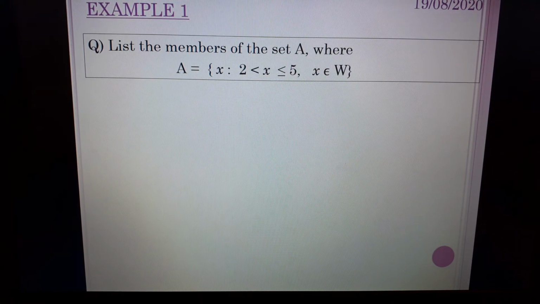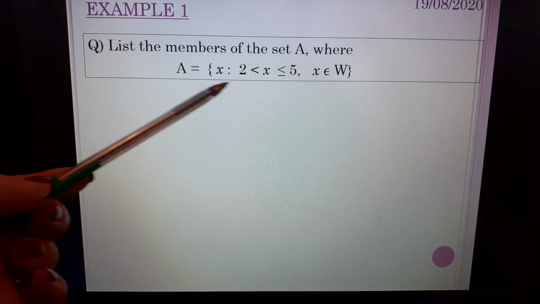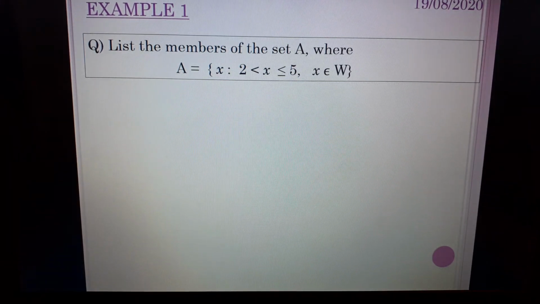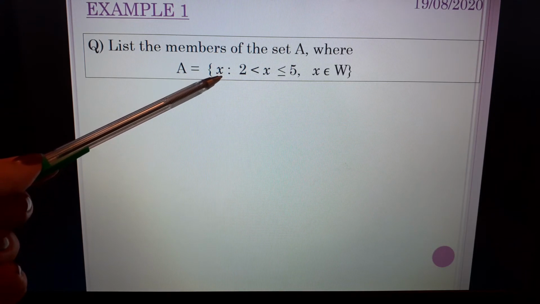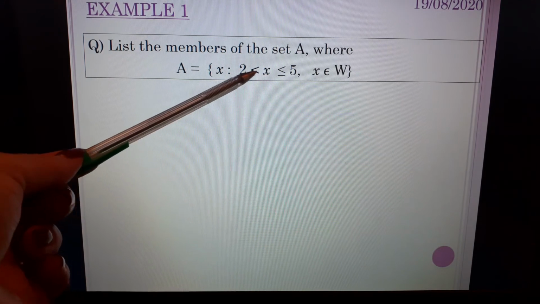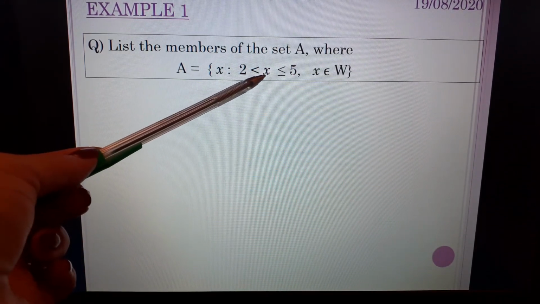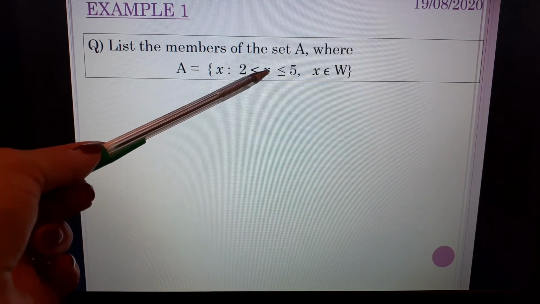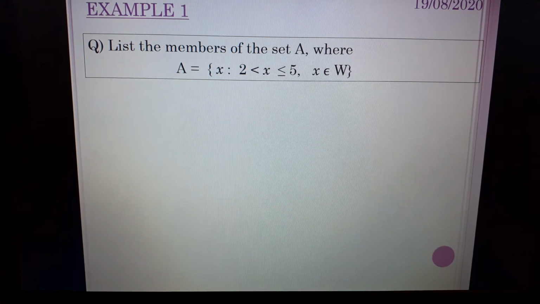Okay, so let's look at an example. So list the members of the set A where A, now let me show you how you interpret this. This here is what we call set builder notation. Okay, so what this means is the set A are numbers that are X, we'll call them X, where X is between 2 and 5 in that way. But it's 2 is less than X, but X is less than or equal to 5. And X is a member of the whole numbers.